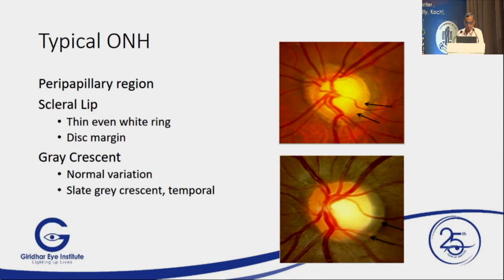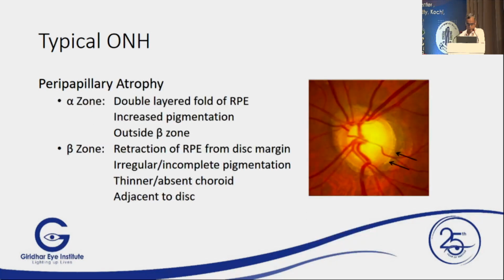Coming to the peripapillary region, there are a few things which you have to note. One is the scleral lip, which is the thin, even white ring that you may not see all around the disc, but may be more prominent temporally. This indicates where the disc margin is. Gray crescent is a pigmented area seen most commonly temporally. It's a normal variation, more common in pigmented individuals. It appears as a slate gray crescent.